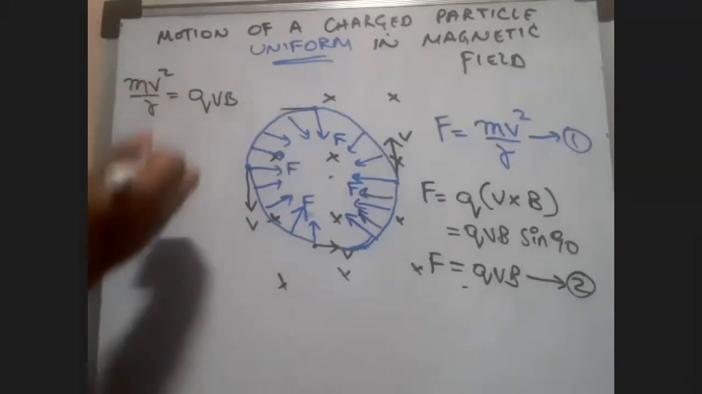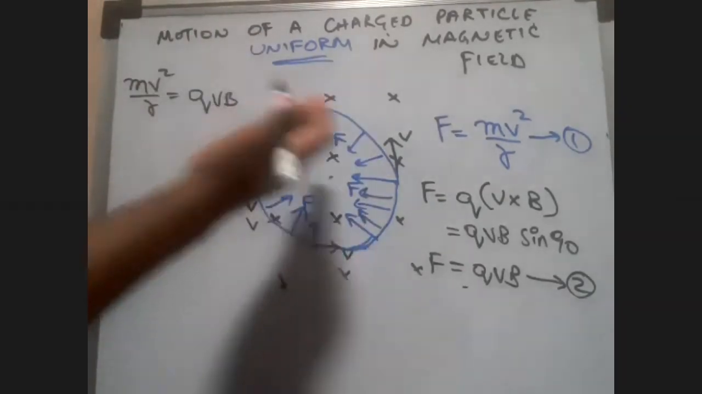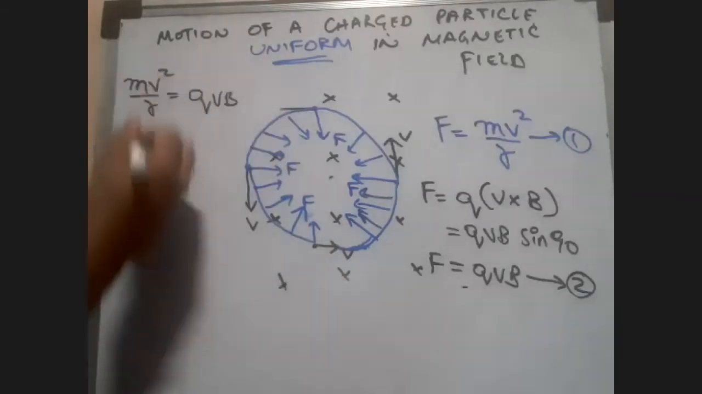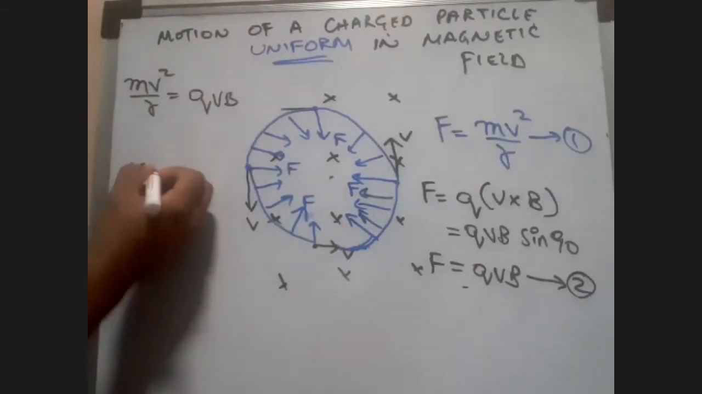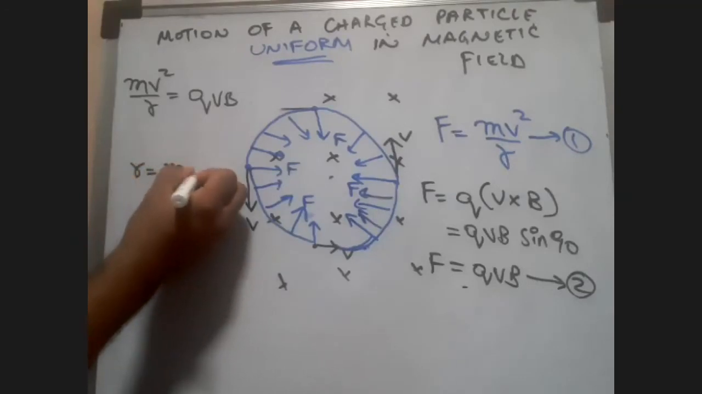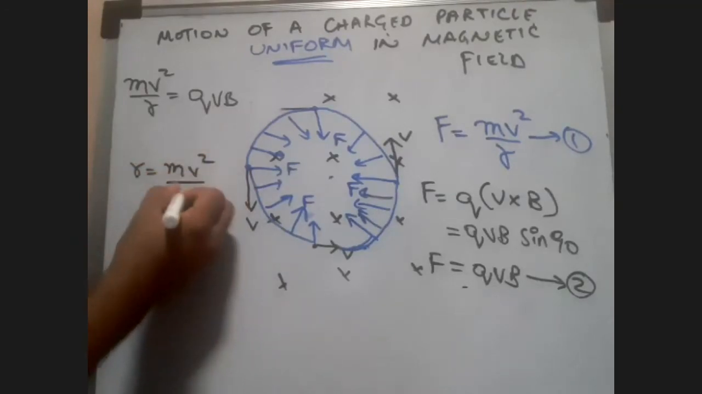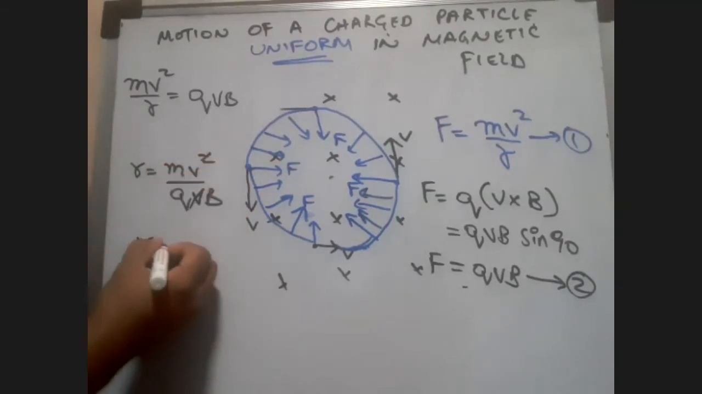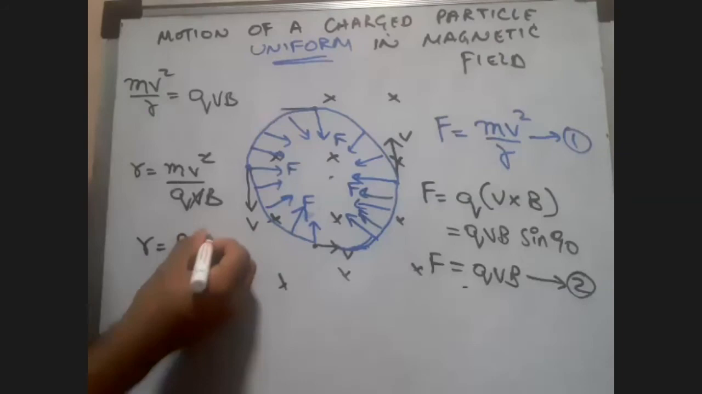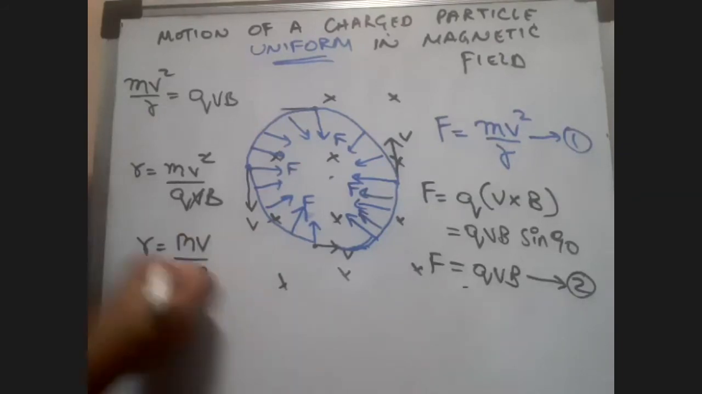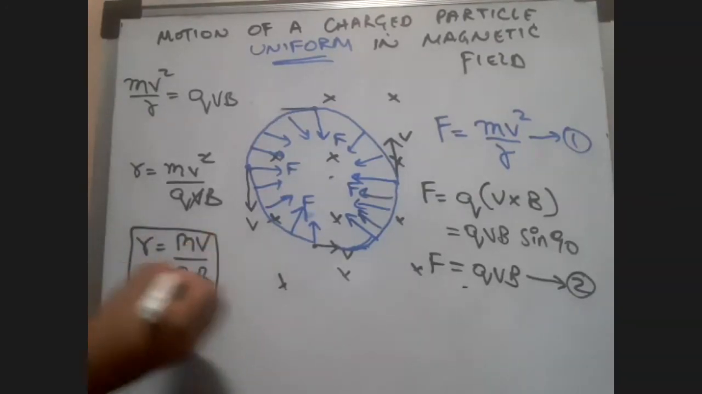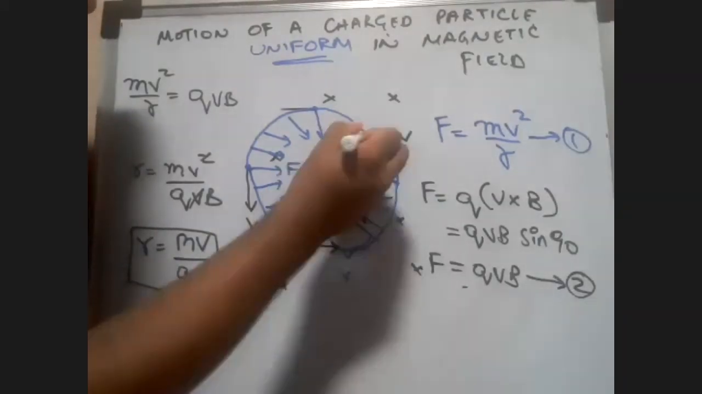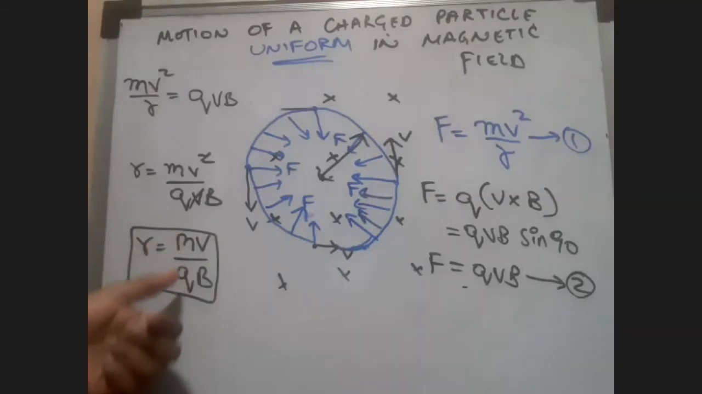And so students, with this formula right here, we are able to find out the radius of the path of a charged particle in a uniform magnetic field, which can be simply R is equal to what, students? R is equal to mv square by QVB, and here V and V will get cancelled. So R is equal to mv upon qB. So students, the radius of this path r is equal to mv upon qB.